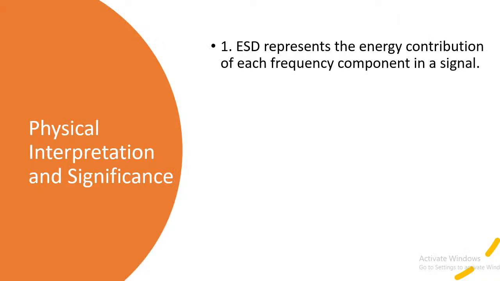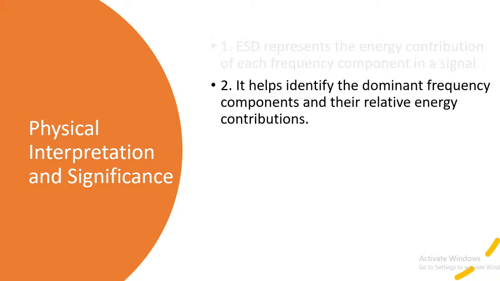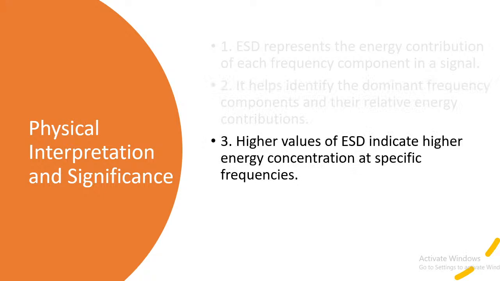Now, how do you physically interpret it and what is its significance? First, ESD represents the energy contribution of each frequency component in a signal. So this is a physical interpretation. Second, this helps in identifying the dominant frequency components and their relative energy contributions. Higher values of ESD indicate higher energy concentration at that frequency. So at the frequency where ESD is high, the energy concentration is high.